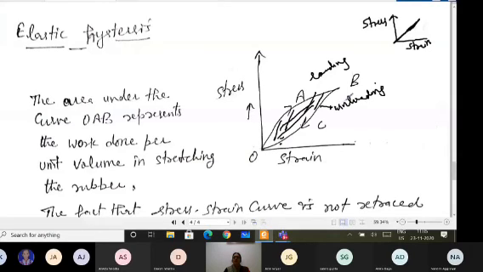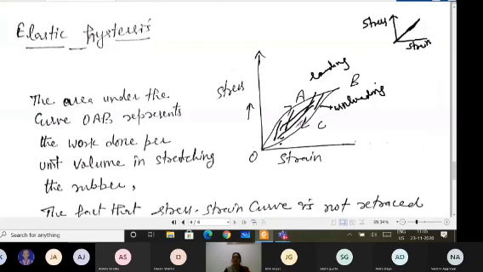So while loading and unloading, I'm not getting the same graph, but for the elastic materials we get the same graph, loading and unloading, the same straight line graph. Hooke's law is obeyed. But for elastomers, Hooke's law is not obeyed. So when I load, I'm getting the graph like this. When I unload, I get the graph like this. So this is a loop which is formed by loading and unloading, this we call the hysteresis loop.